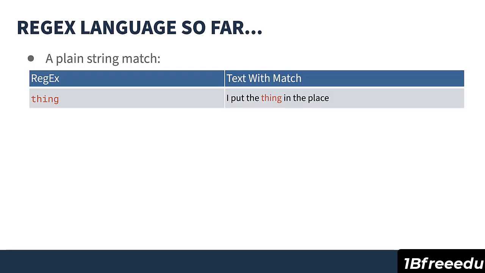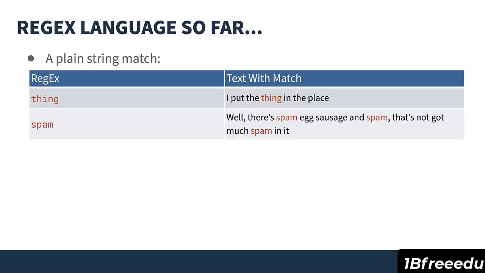A plain string match is the text you're looking for. In the sentence, "I put the thing in the place," thing is highlighted because the regex is thing. Do note that it's only those letters, not the surrounding white space. Similarly, for the pattern spam, well, there's "spam, eggs, sausage, and spam," that's not got much spam in it, has 3 matches, each of the instances of spam.